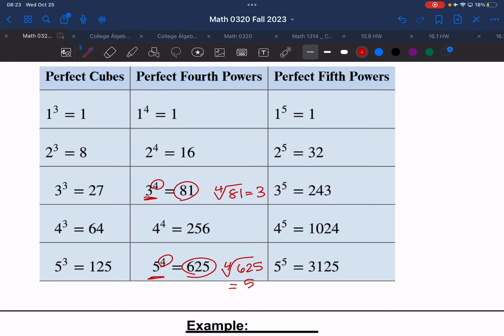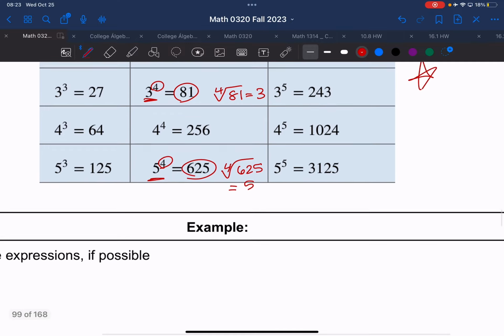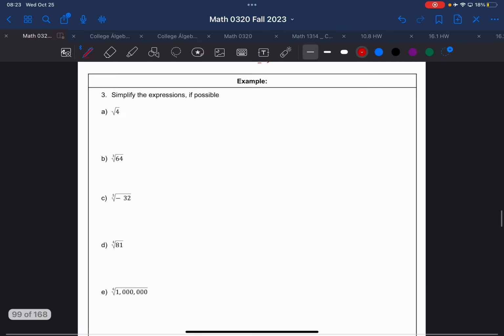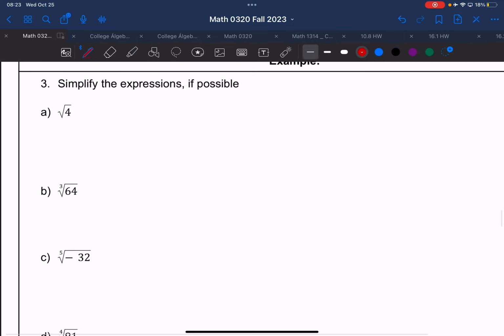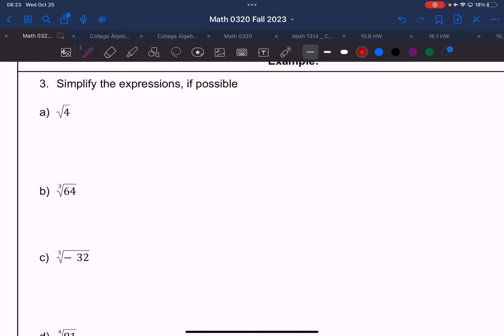Okay. So this is a good chart to have available to you when we are taking the exam. Okay, so I would star this in your notes. Okay. So let's look at some examples. Okay, so it says simplify if possible, meaning it's not always going to be possible, right? Because sometimes we're going to get no solution.